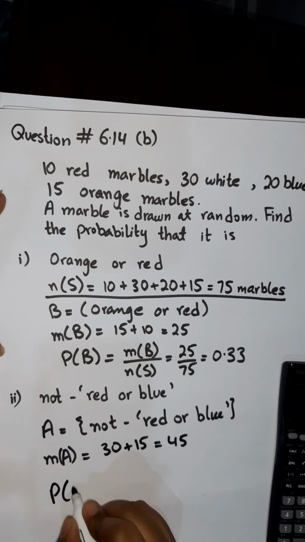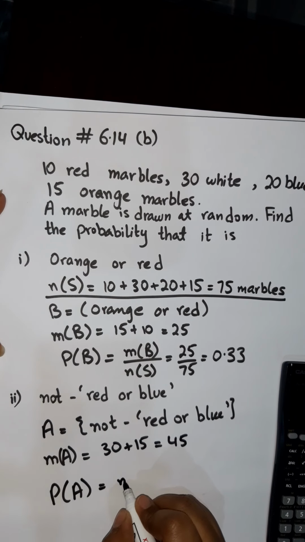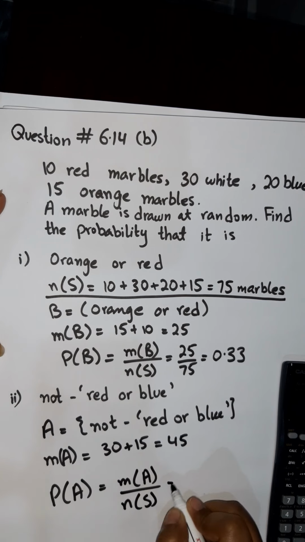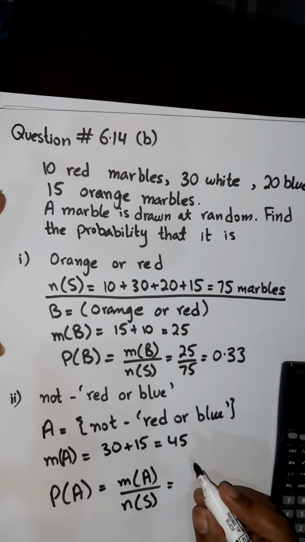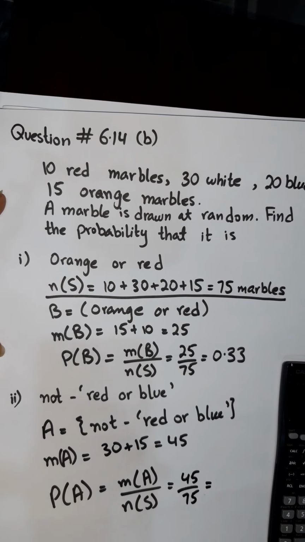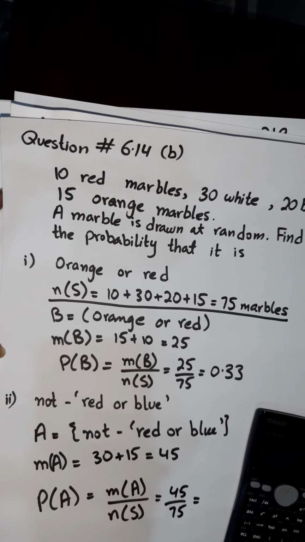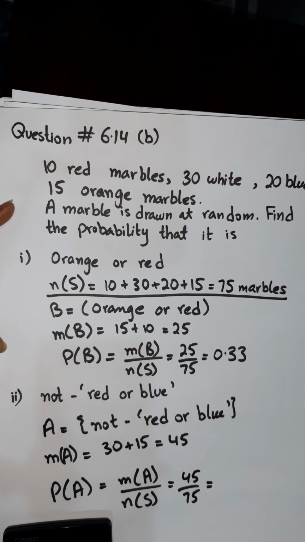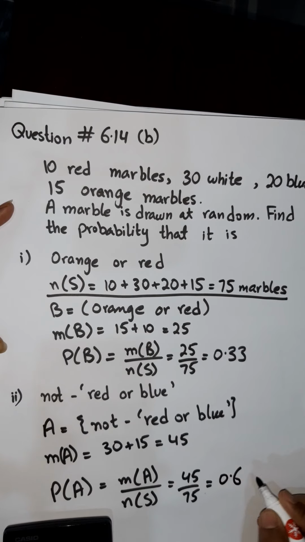So here probability of A is equal to n of A divided by n of S, which is the same for the question. For all parts S is the same. So now 45 divided by 75, which is 0.6.